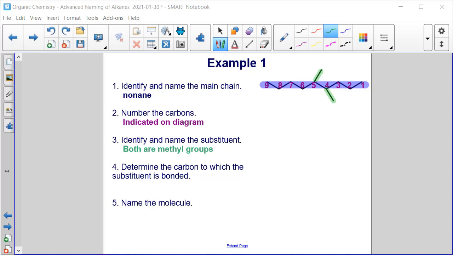So you can see highlighted in green both substituent groups, and both are a single carbon branch, so they're both methyl groups. Now, what carbon are they bonded to? If we did our work in steps 2 and 3, numbering and identifying, we already know. The first is carbon 4, and the second is carbon 5. So we have one bonded to carbon 4 and one bonded to carbon 5.